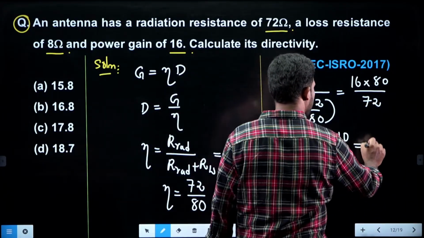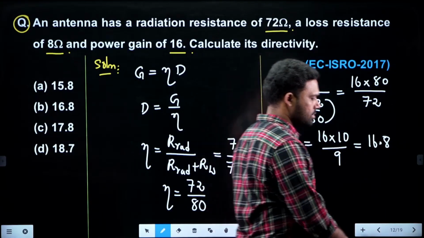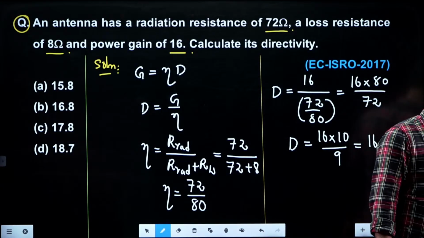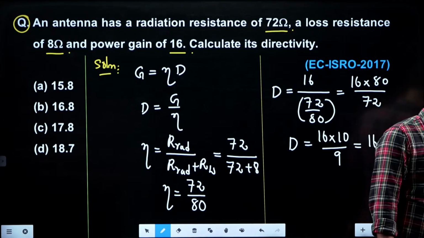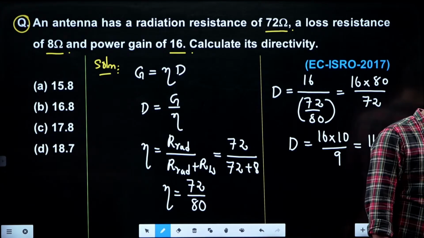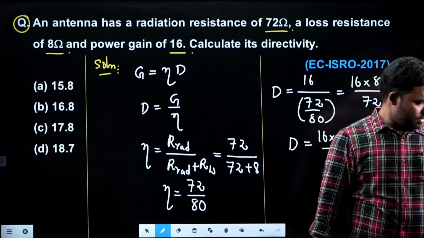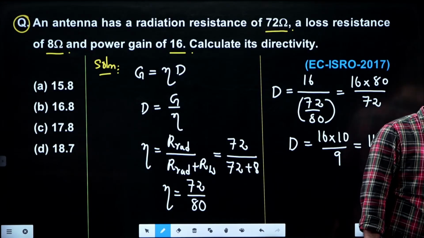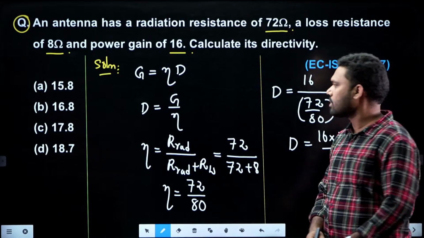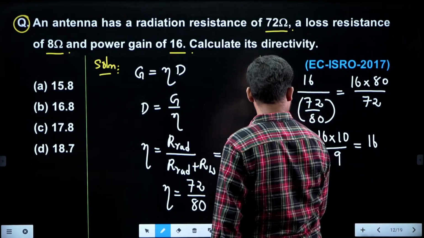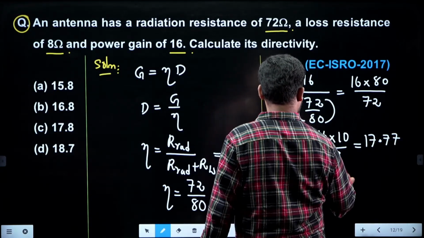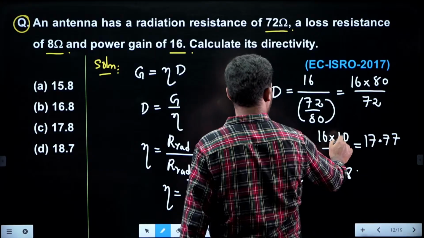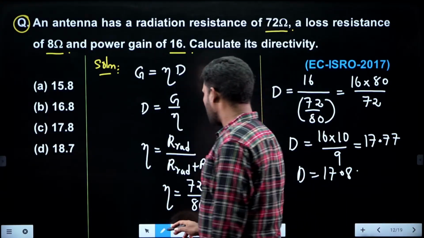$16.8, I think. Try to interact with this one. Yes, it is not 16.17.77 or 17.8. So, it is 1.11. So, it is 17.8. Option C is the answer.